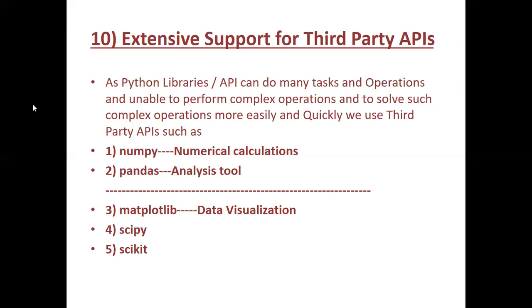So, Python libraries and APIs can do many tasks and operations but are unable to perform complex operations. In order to solve such complex operations more easily and quickly, it takes the help of third-party APIs such as NumPy, Pandas, Matplotlib, SciPy, Scikit, etc.